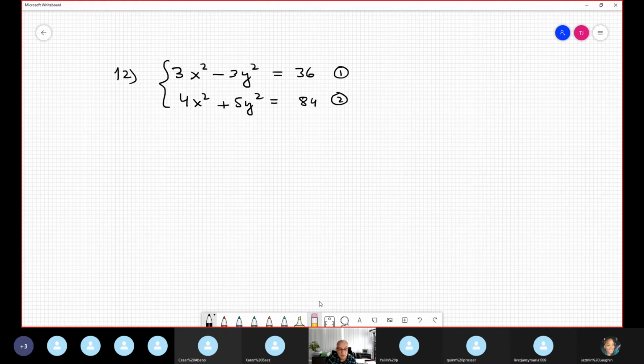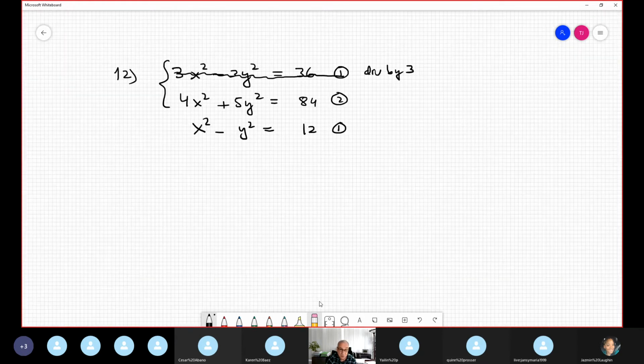Okay, first of all, I can see in equation number 1, the coefficients are 3, 3, and 36. So you can divide it by 3. If you divide the entire equation 1 by 3, we get x squared minus y squared equal 12. And this equation is equivalent to the original. So you forget the original so far, and we focus on this.